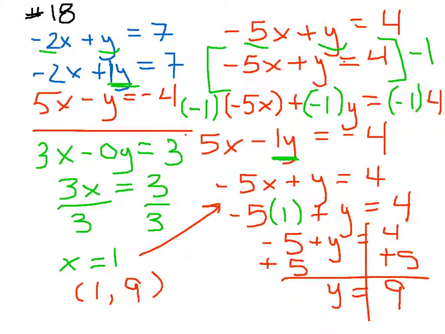Okay, and in this case, if I plug the ordered pair into the first equation, I have negative 2 times 1 plus 9 is equal to 7. So sure enough, that gives me negative 2 plus 9 is equal to a positive 7, and it checks. And I get to call it a day.